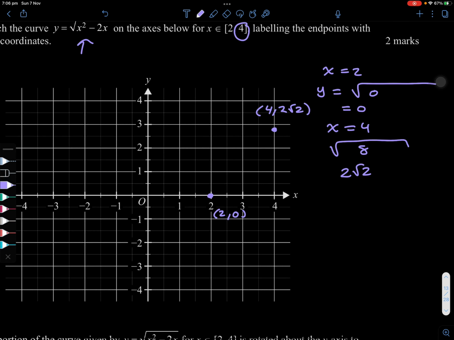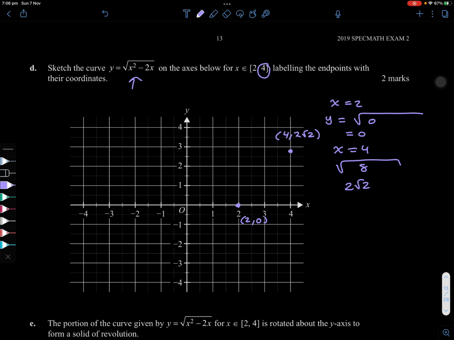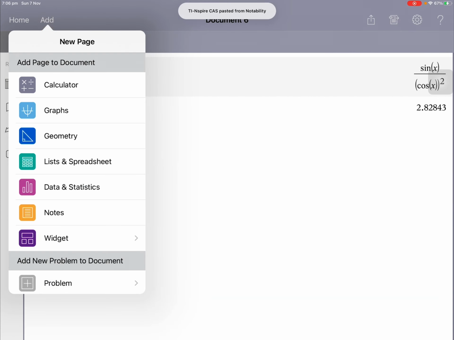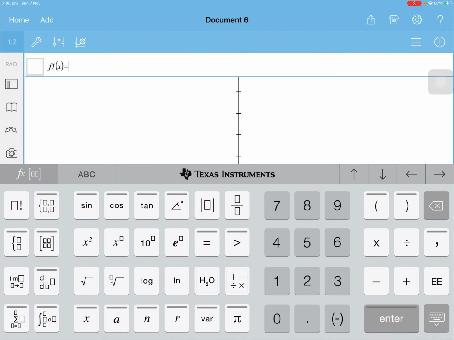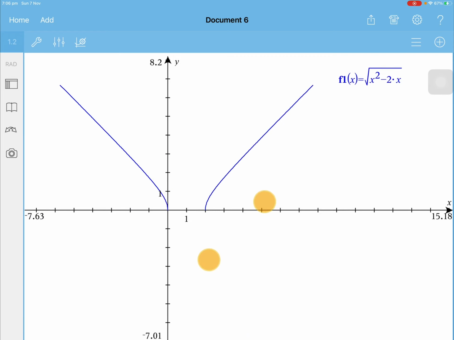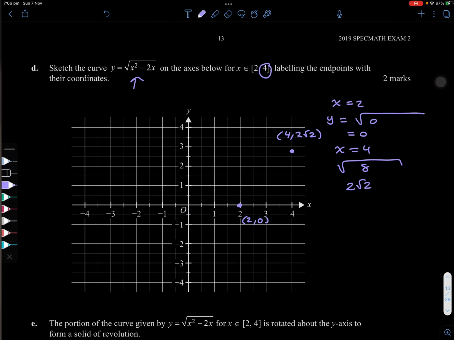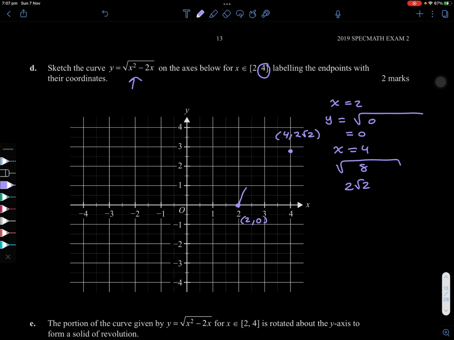There we go. Okay? Now, I actually want to see what the graph kind of looks like, just so my sketch can be accurate, so I'm going to sketch it on the CAS. x squared take 2x, so let's add graphs. We go x squared take 2x. Okay, this is what our graph looks like. We're using that right-hand branch. Okay, so that gives me an idea of how to sketch this. So it's going to look something like that.